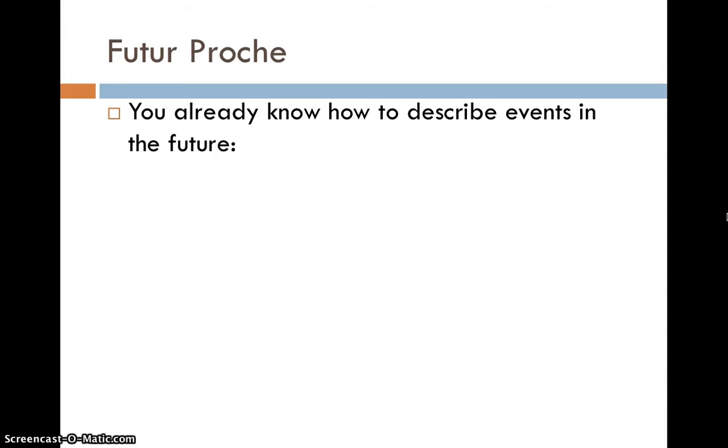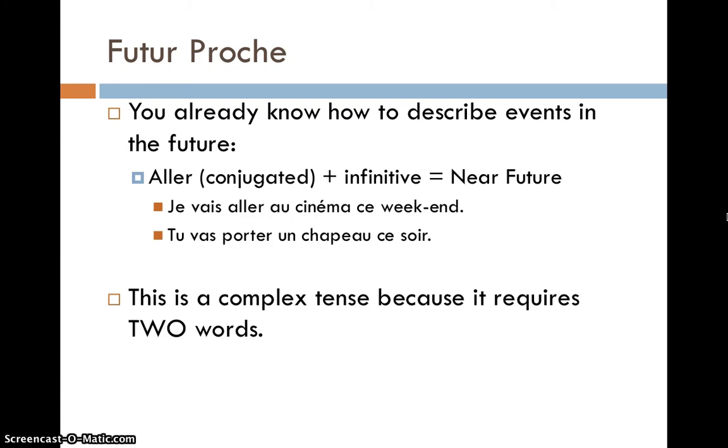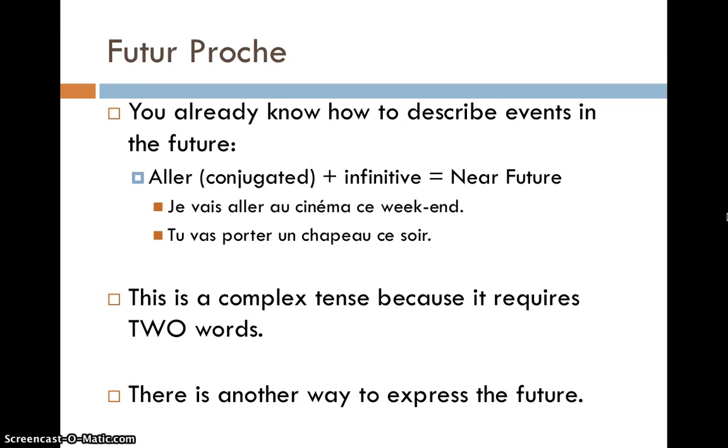You've already been describing the future tense with the futur proche since French 1 or French 2. We do this, remember, with the conjugated form of aller and the infinitive of the verb. So we get je vais aller au cinéma ce week-end, tu vas porter un chapeau ce soir, for two examples. And this is a complex tense because it requires two words. However, there is another way to express the future that you're going to learn today.